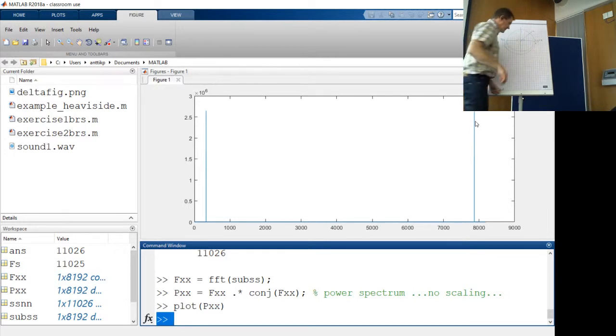So it repeats itself infinitely. And basically this lower half of the spectrum is just a mirror image of the upper half when you're talking about the power spectrum. So the only part that we are really interested in is the first half of the data points.